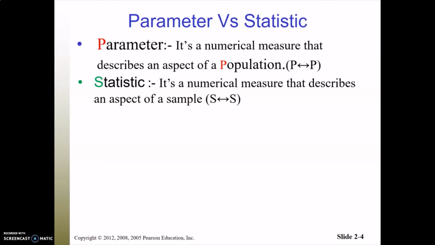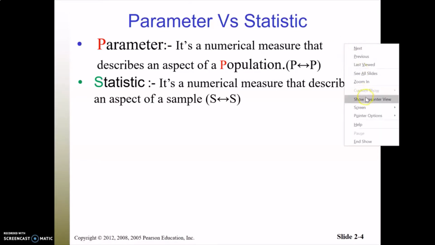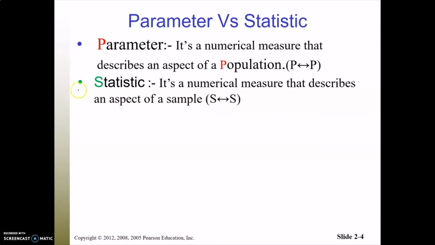That's why I have written this S arrow S. It's an easy way to remember: P goes with P and S goes with S. And second, with the word statistic, some students think it is a typo, that there is something missing here, but it is not. This is the correct spelling. The word is statistic, not statistics, so be mindful of that.